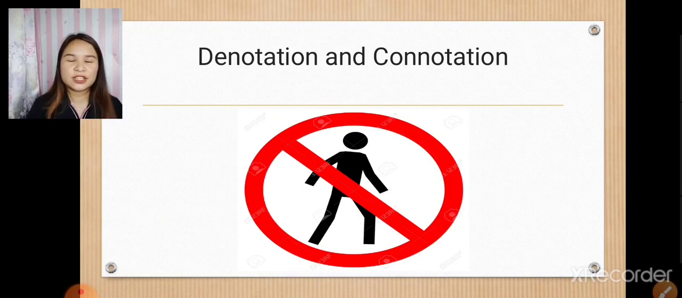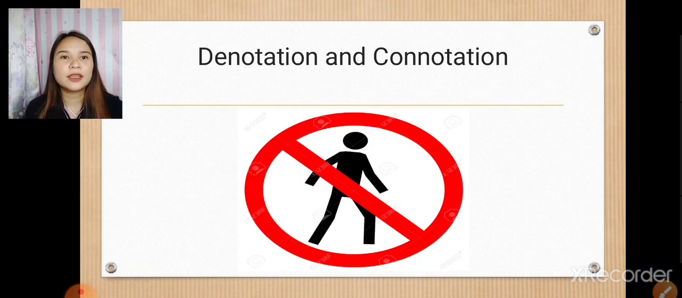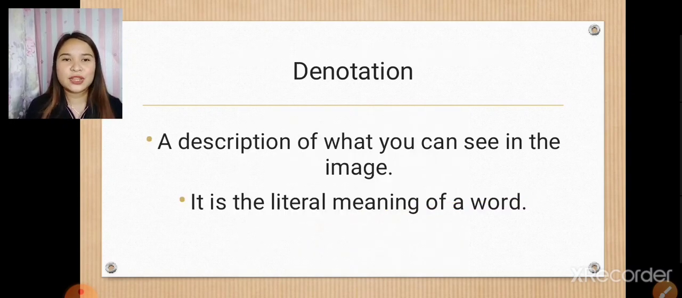Denotation and connotation. This is also under the symbolic codes. Bakit? When we say denotation, ano yun? When we say connotation, ano yun? So, pag-aaralan natin yan, ngayon. Denotation. A description of what you can see in the image. It is the literal meaning of a word.